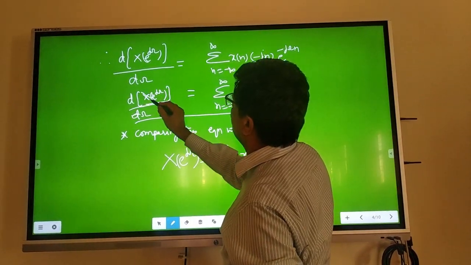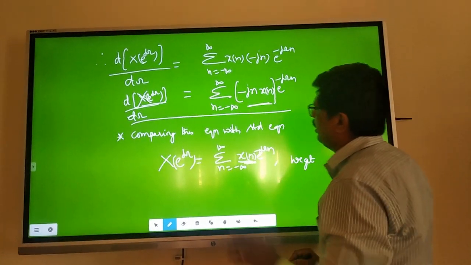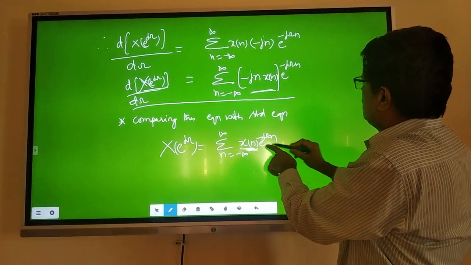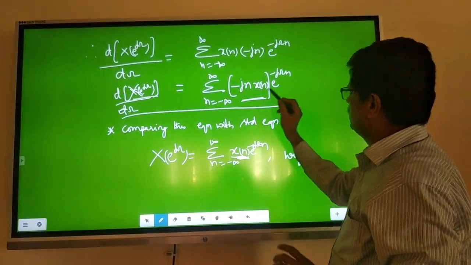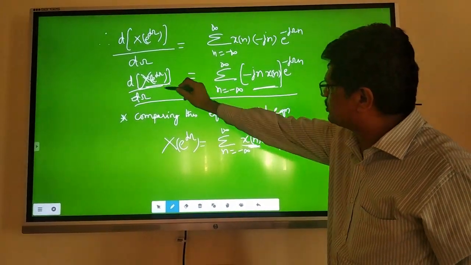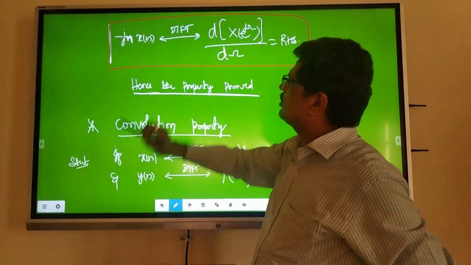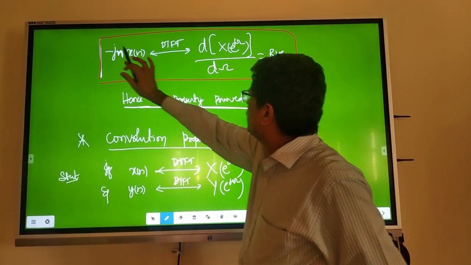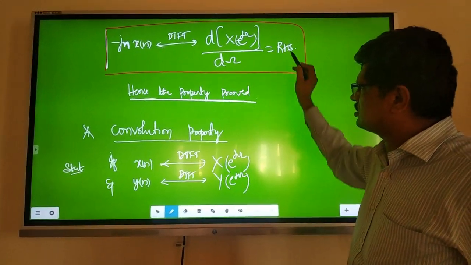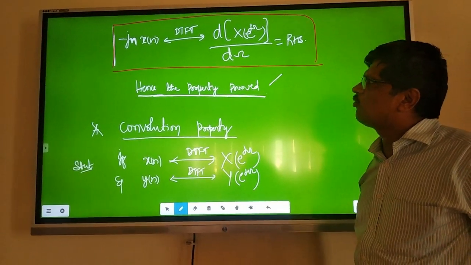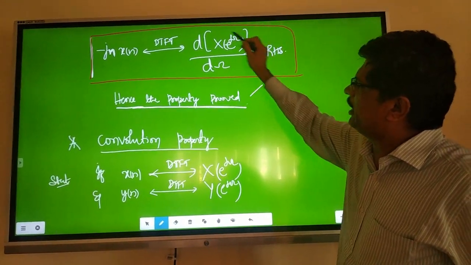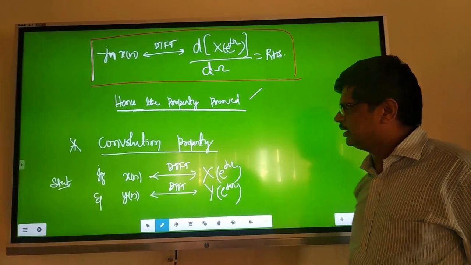The derivative of x of e power j omega by d omega. The rest of the things are the same: n is equal to minus infinity to plus infinity, e power minus j omega n. Therefore, we can write DTFT of this is equal to this. That's what I am writing. DTFT of minus j n x of n can be written as the derivative of x of e power j omega by d omega, which is nothing but the RHS. Hence, the frequency domain differentiation property is proved.